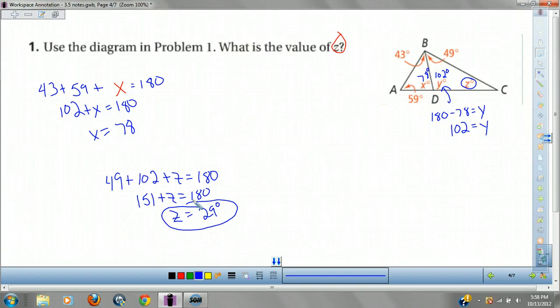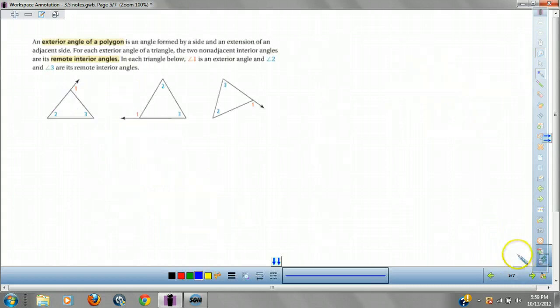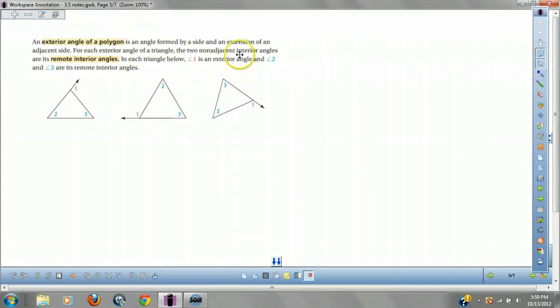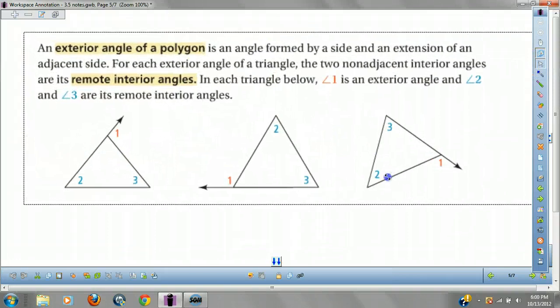So take a moment, kind of wrap your head around that. If you need to pause, go back, go for it. Are we good? Just remember, all the angles in a triangle add up to 180. Okay, I'm going to make this guy a little bit bigger.